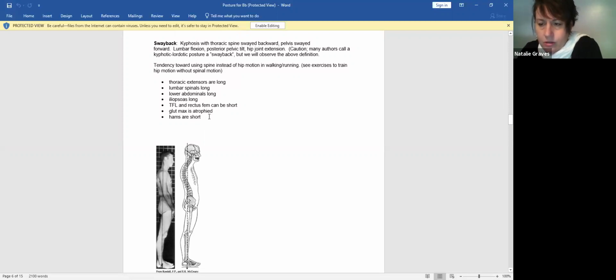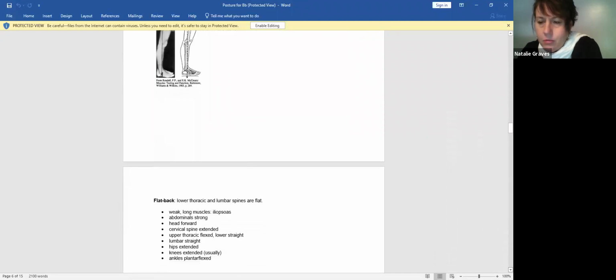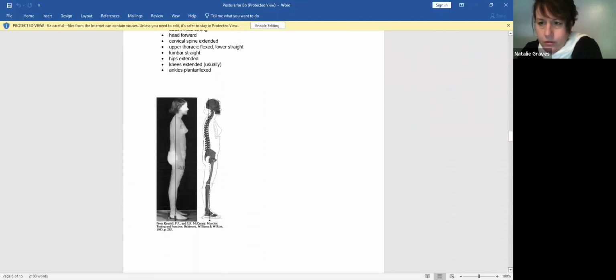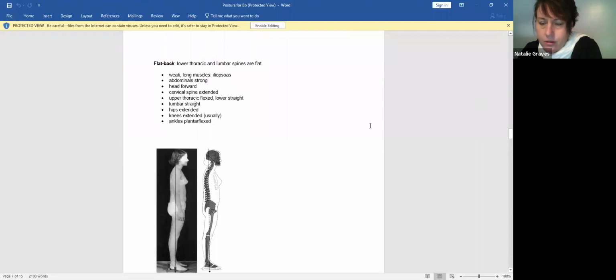And then the hamstrings are too short. So we know how to test for hamstring strength. We do not yet specifically know how to test for hamstring length, but we will get to that. And so we're going to bring all of this full circle. This is one reason that we had you learn so many different muscles and their actions and how to test their strength. The last posture that Kendall categorized was called a flat back.